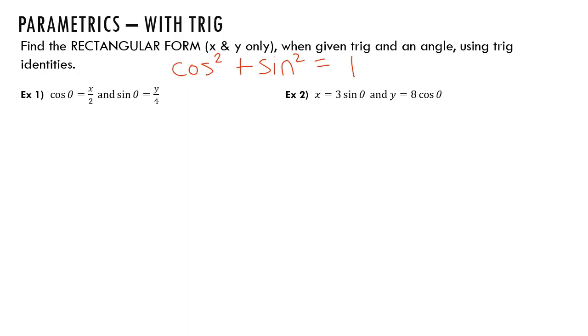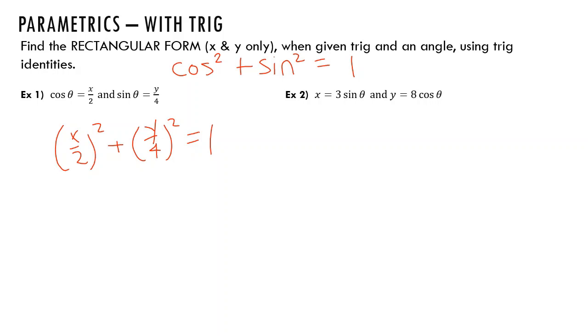It equals 1. So we're going to use this so you can see what shapes we get, and this is combining our conics and our trig, and all these things are coming together. So if you have that cosine is x over 2 and sine is y over 4, if we put these into the trig identity, instead of writing cosine squared, I'm going to write x over 2 squared. And instead of writing sine squared, I'm going to write y over 4 squared equals 1.